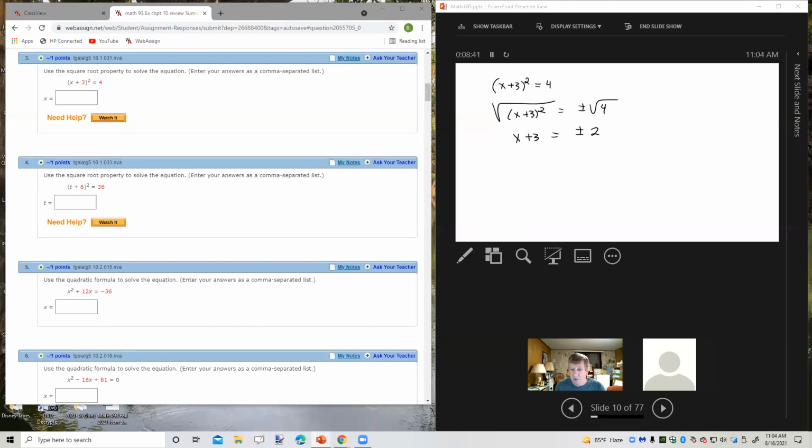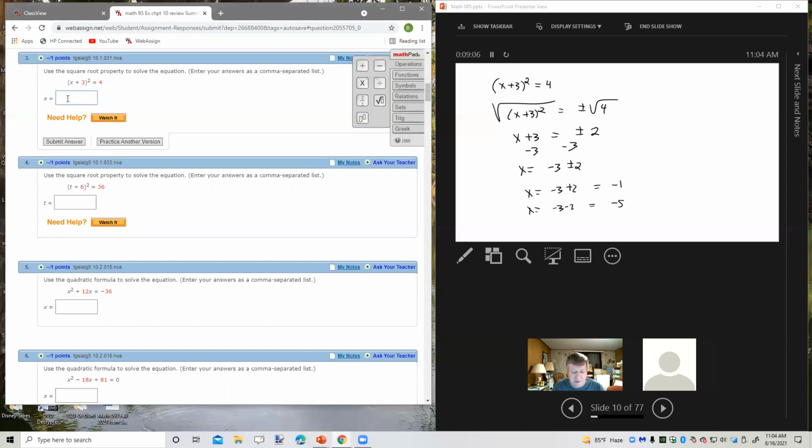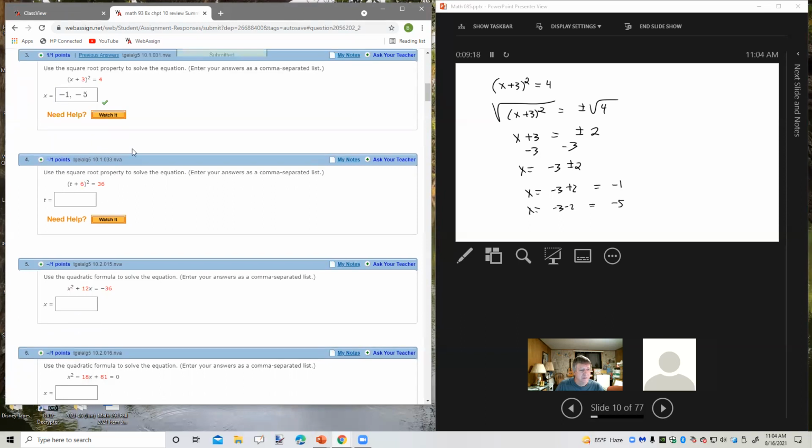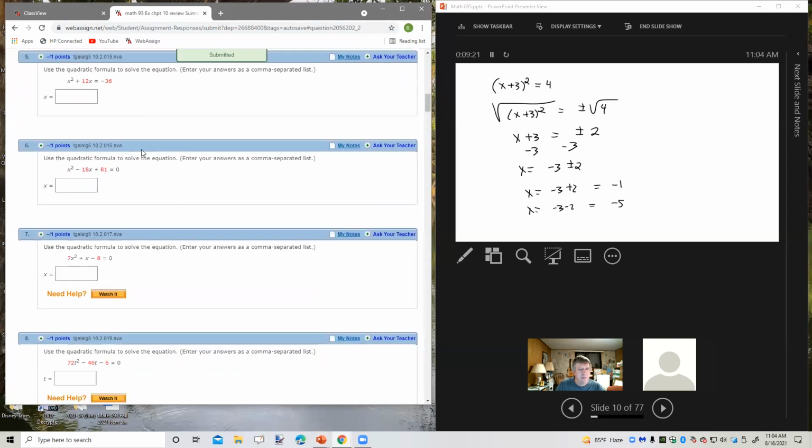But now we haven't solved completely for x yet. So we'll subtract 3 from both sides of the equation. So x is negative 3 plus 2, and x is negative 3 minus 2. Well, negative 3 plus 2 is negative 1. Negative 3 minus 2 is negative 5. And it doesn't say so this time, but be careful. Sometimes it says to put them in order from smallest to largest, but it didn't ask us to. So we've got negative 1, comma, negative 5. And let's see if that works out okay. And it does. Okay. Let's go down to this problem.